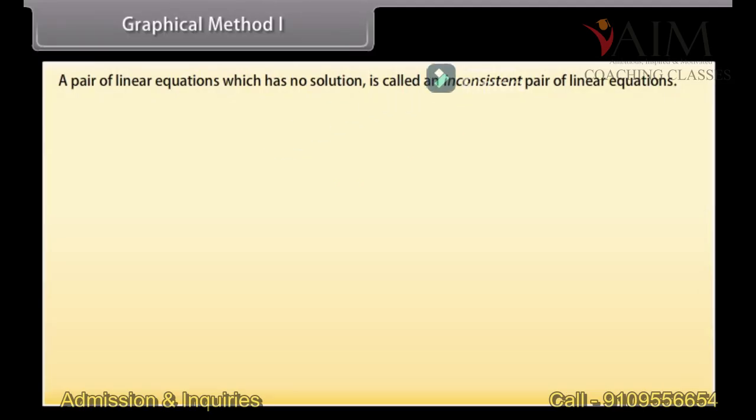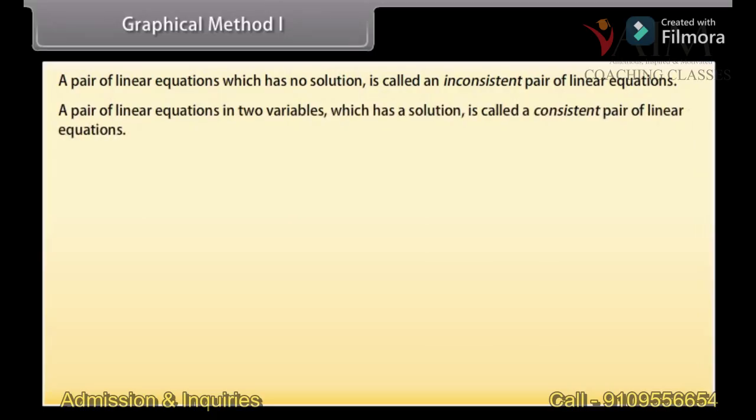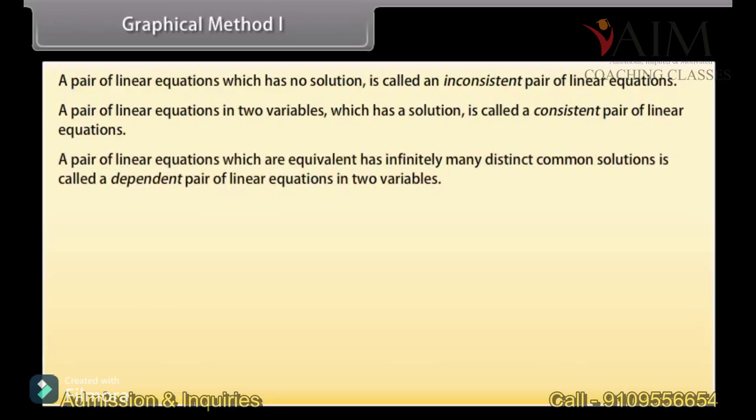Graphical Method 1. A pair of linear equations which has no solution is called an inconsistent pair of linear equations. A pair of linear equations in two variables which has a solution is called a consistent pair of linear equations. A pair of linear equations which are equivalent and has infinitely many distinct common solutions is called a dependent pair of linear equations in two variables. A dependent pair of linear equations is always consistent.